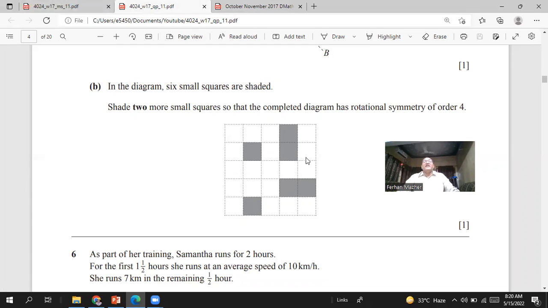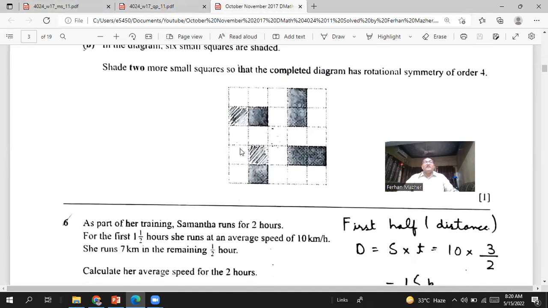Rotate it 90 degrees clockwise, it will be here. Rotate this 90 degrees clockwise, it will be here. So shade this one. Then rotate this 90 degrees clockwise, and that will be here. So shade this and this one. Let me show you. I hope you can see that we have shaded this and this one.